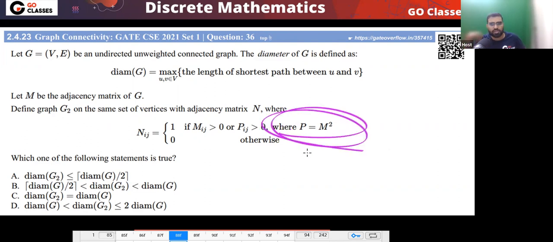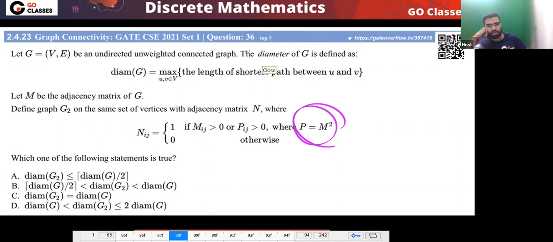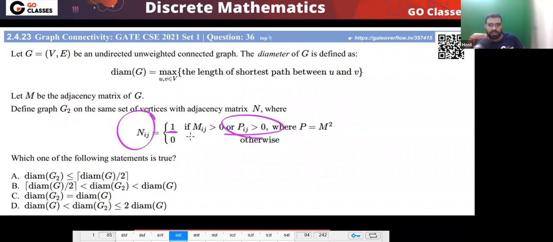What is P equal to M square? Once you understand that M square is giving you walks of length 2, it becomes very easy. Yes or no? This question becomes very, very easy if you understand that this P is giving you walks of length 2. So basically this entry is equal to 1 either if you have a direct connection or you have a walk of length 2. Very simple.